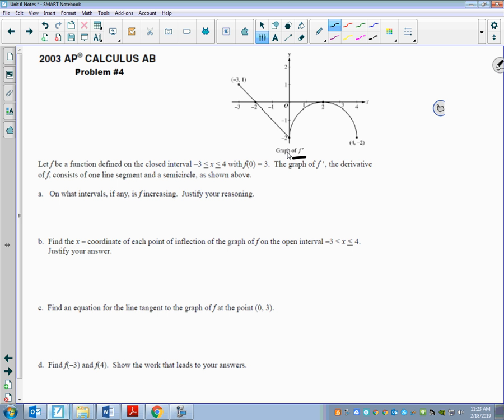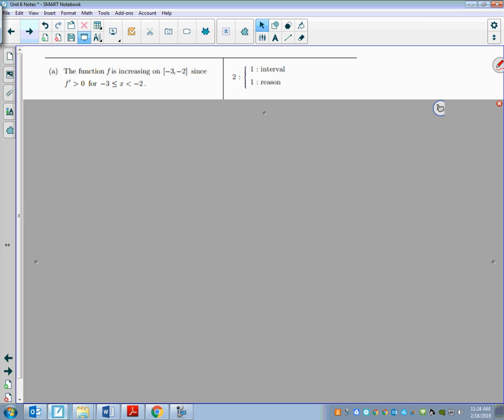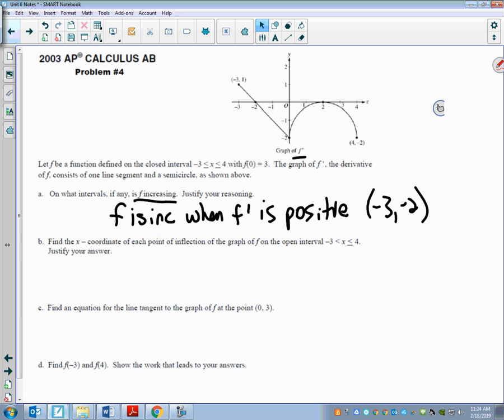So it says where is f increasing, right? This is just a throwback. We've talked about this a lot. f is increasing when f prime is positive. So where would that be? That would be from -3 to -2 only, right? Because it's above the x-axis. So what does it say? It says the function f is increasing from -3 to -2 since f prime is greater than 0. One point for the interval, one for the reason. And you could have used parentheses, I promise, on that, not brackets, like I did.